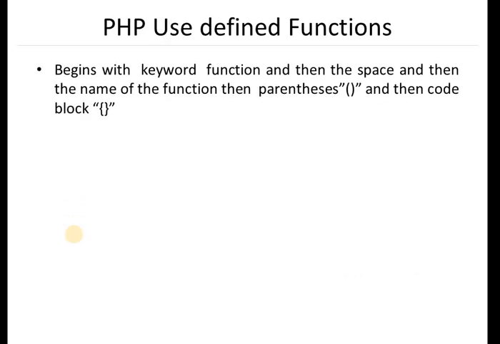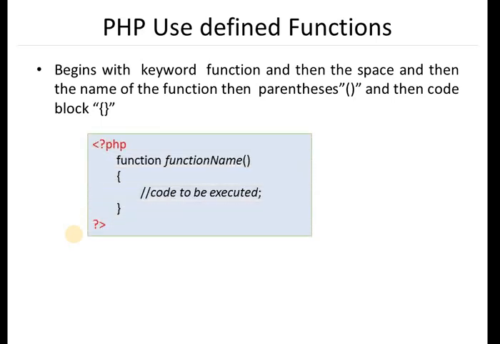Okay, this function begins with the function keyword, that is the first rule of defining a function. After that, a space and then the name of the function. After that, parameters and then the code block. Now over here you can see this is a simple code snippet within a PHP script. This is the function keyword. After that, the function name, parenthesis, after that the block. Okay, and whatever statements this function will execute are within this block.